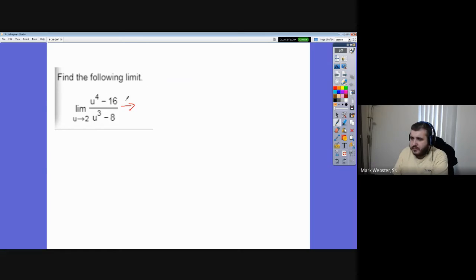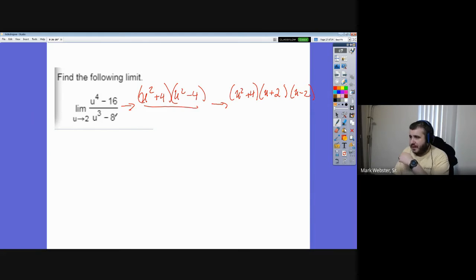So you can factor this out. These are a difference of squares because the square root of u to the 4th is u squared. So u squared plus 4, u squared minus 4. And then you can break this one down because this is still a difference of squares. We got u squared plus 4 times u plus the square root of 4, which is 2, and then u minus 2. And then this one down here, this is a difference of cubes, and there's a special formula for that.